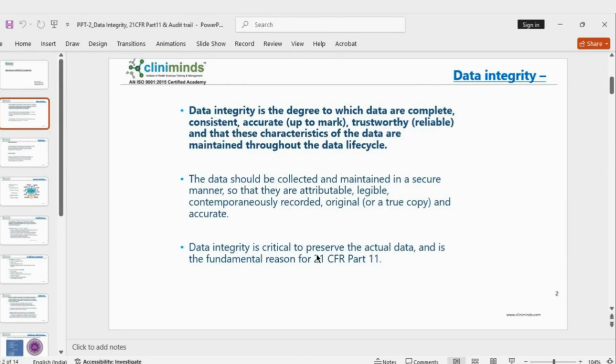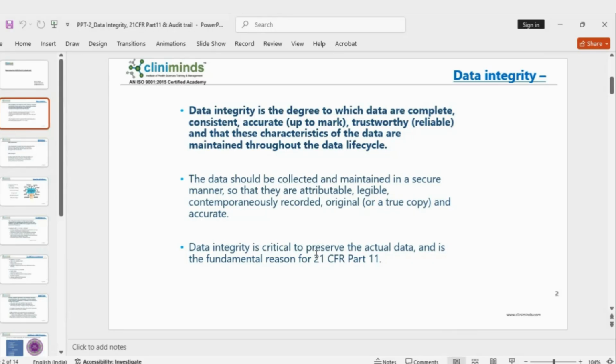So data integrity is the degree to which data are complete. First things first, there should be no incomplete data. Data is complete, consistent, that is the same across all the CRFs or all the data points, and likewise accurate, means up to mark, trustworthy, that's reliable, because this is the data which is going to go for approvals, not your drug.